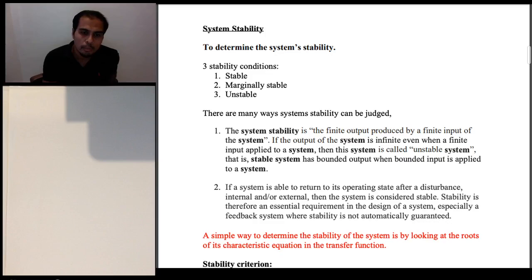The second one, we can also say that if a system is able to return to its operating state after a disturbance, internal and or external, then the system is considered stable. Stability is therefore an important requirement in the design of a system, especially a feedback system, where stability is not automatically guaranteed.